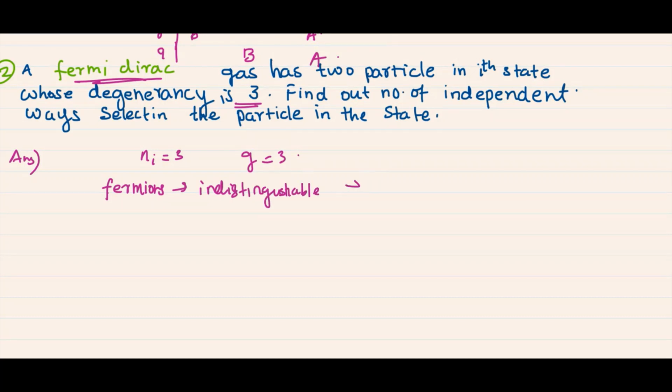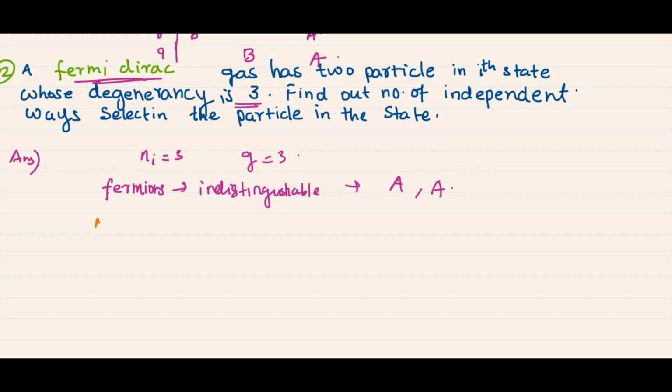So we can't distinguish. So we label A. This is what is meant by indistinguishable. We cannot label as A and B because we don't know. We can distinguish them. Okay.